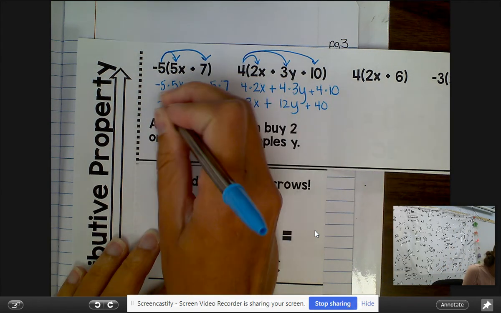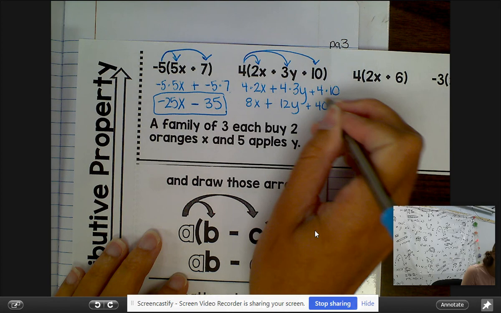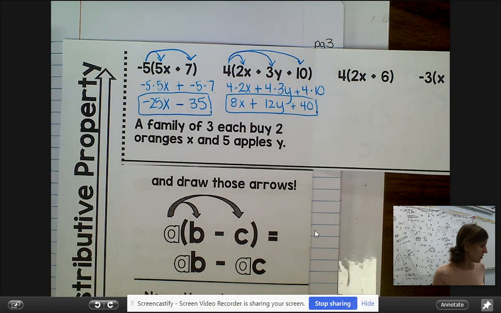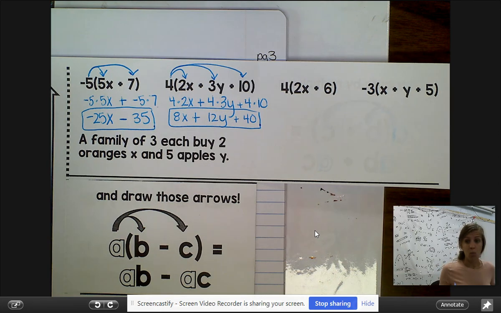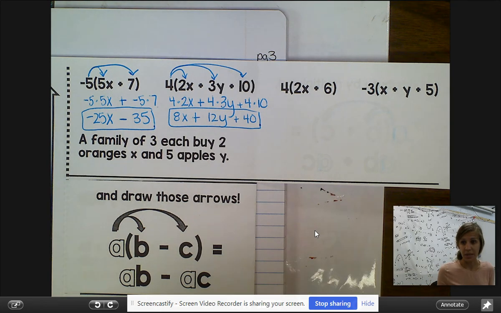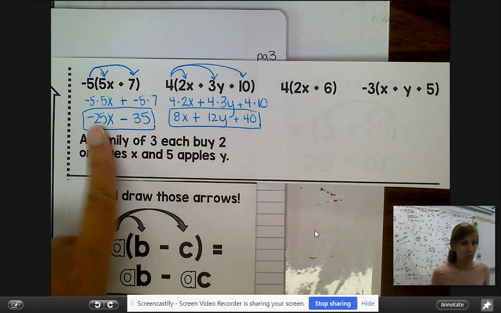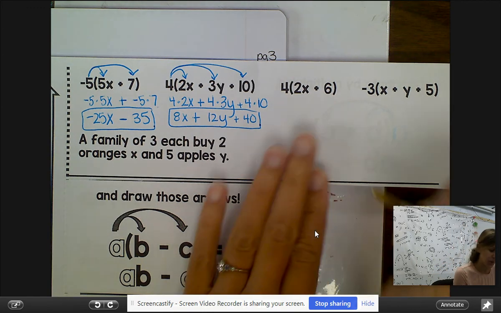And I guess I'm going to box up my answers just so we know that we're done. And I know it sometimes feels uncomfortable to have more than one term as our answer. I feel like in math, you guys always want to end with just one number as your answer, but that's not always the case. You might have more than one term as your answer, and that's okay.